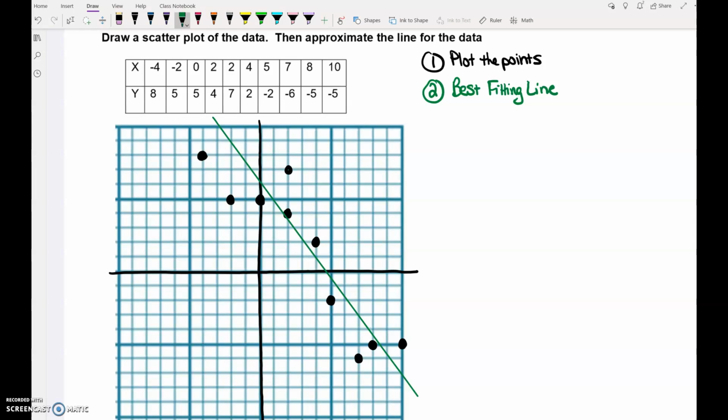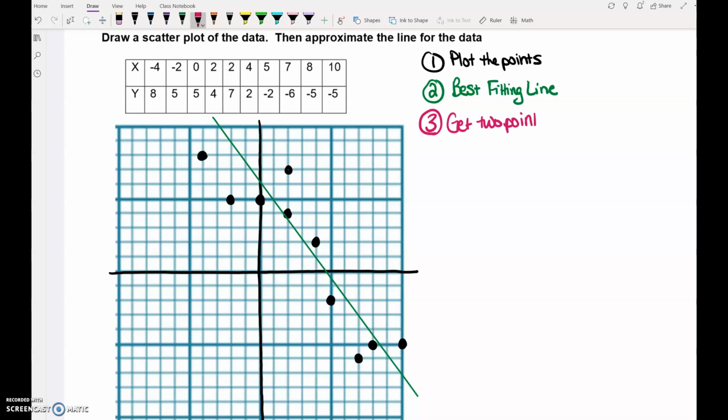And on the test, when we do this question, I should have, let's see, how many of you are there? 29? I should have 29 different versions of this question on the test because it's pretty impossible for 2 people to draw the exact same line. Once you have the line drawn, your next step is to get 2 points.